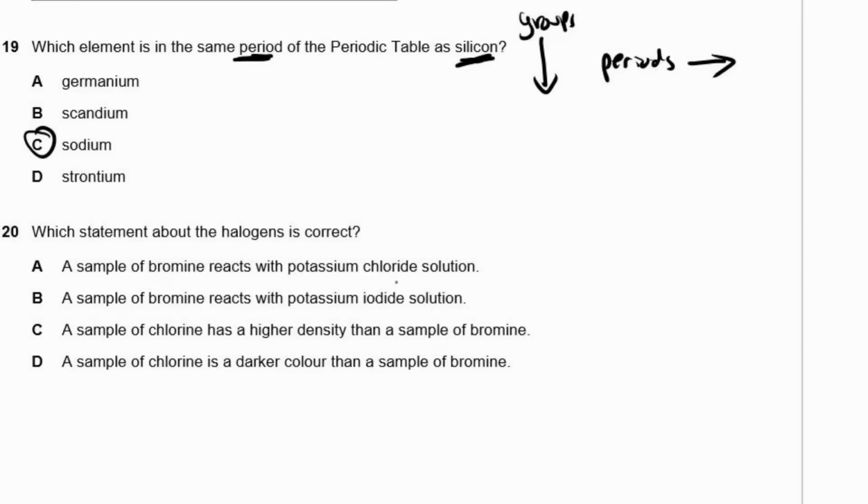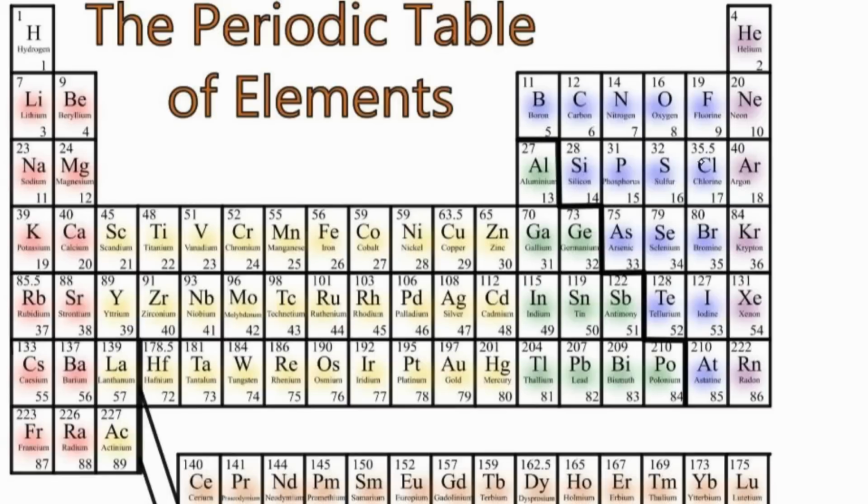Question 20. Which statement about the halogens is correct? The halogens being group 7. Chlorine, bromine, iodine, those are the group 7 ones. Remember, this is about which ones react with which. Chlorine, Cl2, is more reactive than bromine, Br2, which is more reactive than iodine, I2. Well, fluorine is most reactive, and astatine is the least reactive.